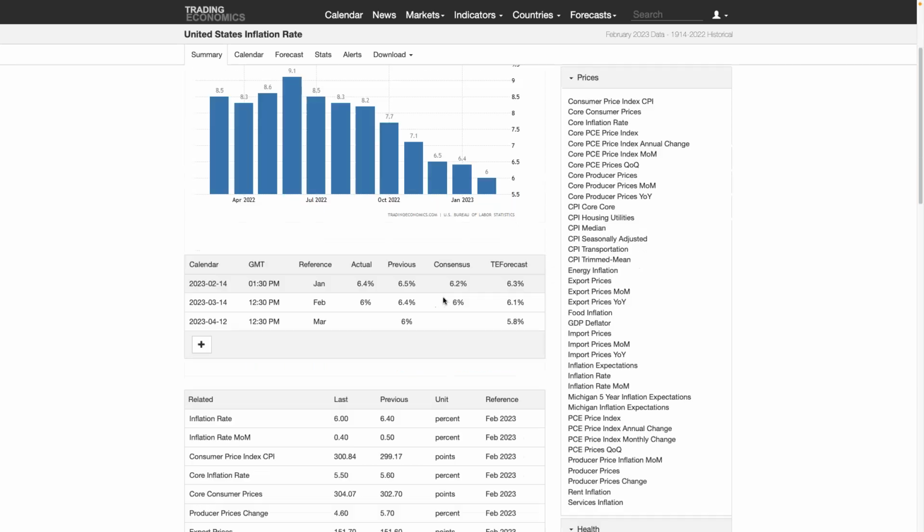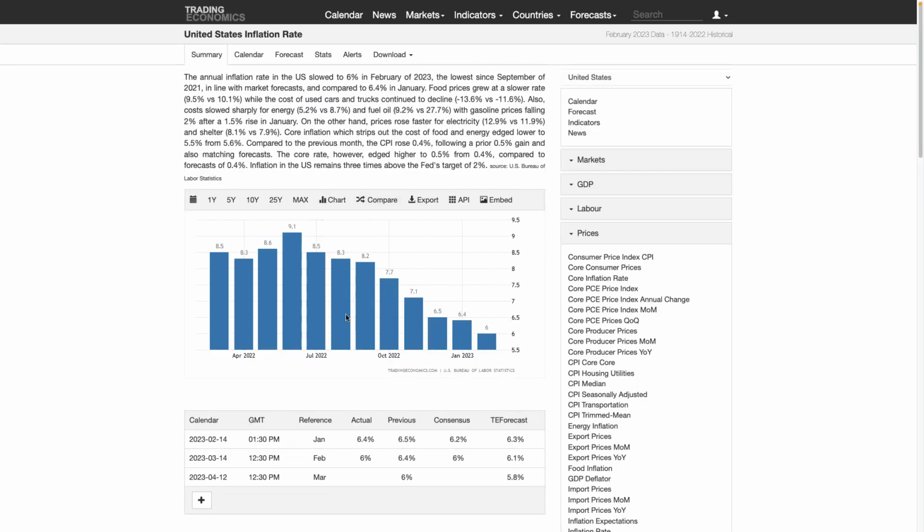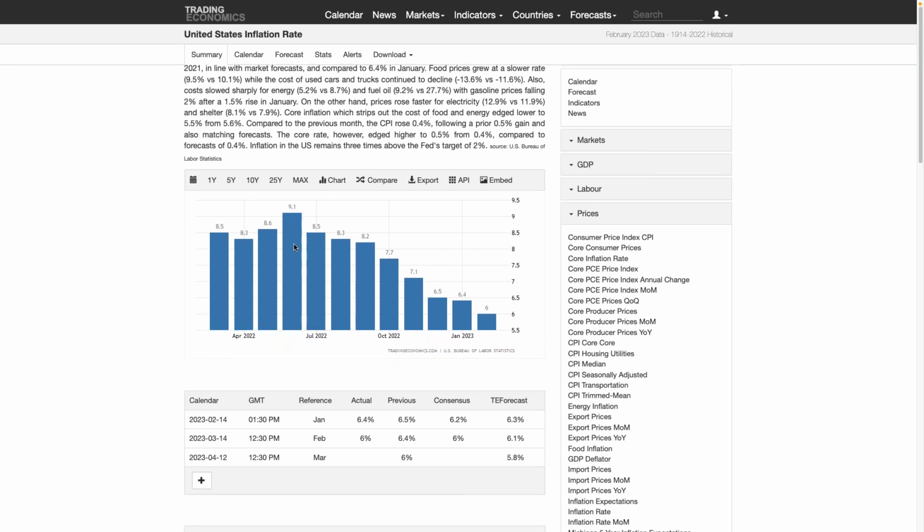Now, the only tool that a central bank really has to contain inflation, and most central banks want inflation to be around the 2% mark, is by hiking interest rates. Now, the way it works is when a central bank hikes interest rates, that reduces demand throughout the economy.